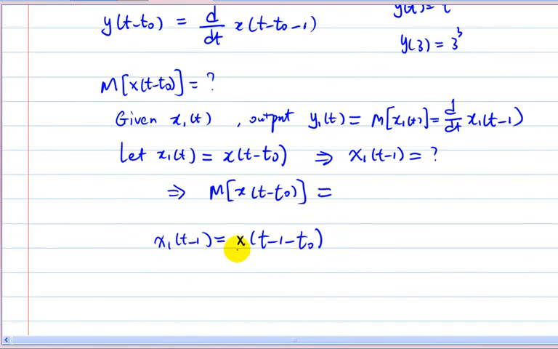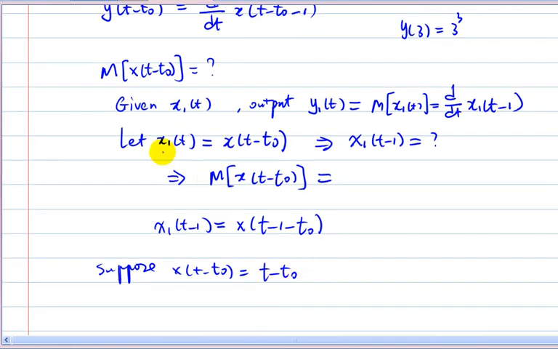Now if you're still having trouble understanding this, let me give you a particular example. Let's suppose that x of t minus t naught equals t minus t naught, right? That's a function of t minus t naught. You've got to be careful: if I see t squared minus t naught, that's not a function of t minus t naught, okay? That's a particular example, t minus t naught.